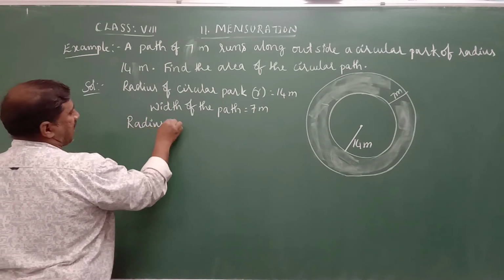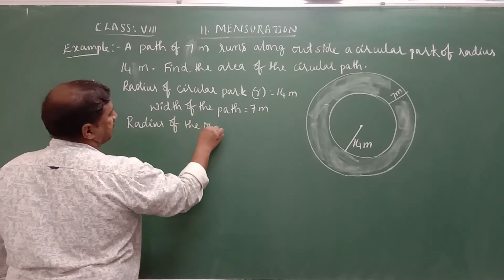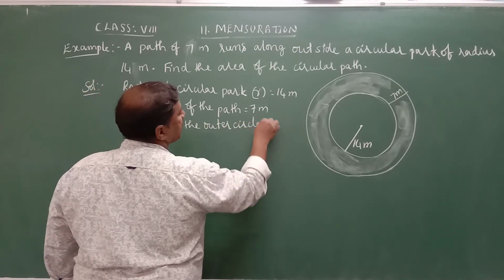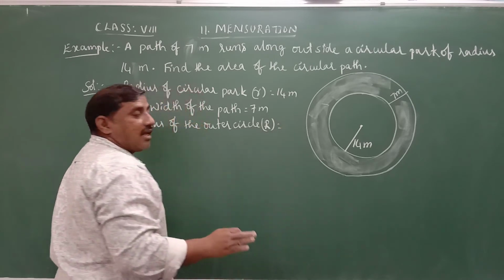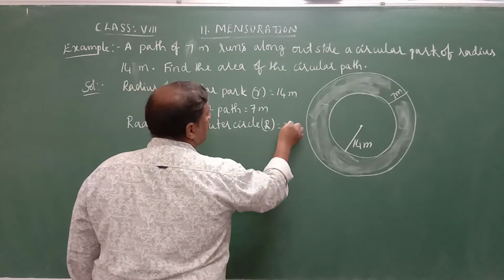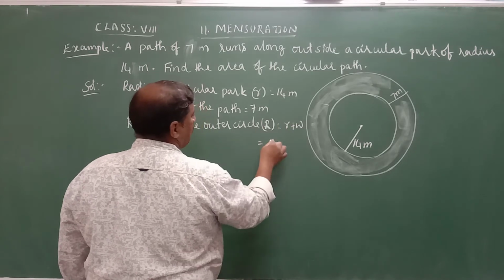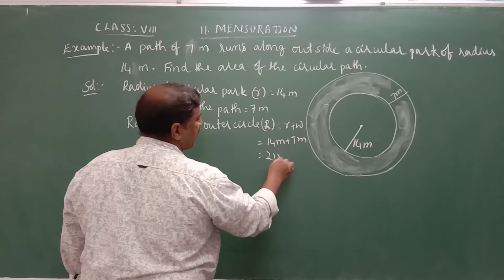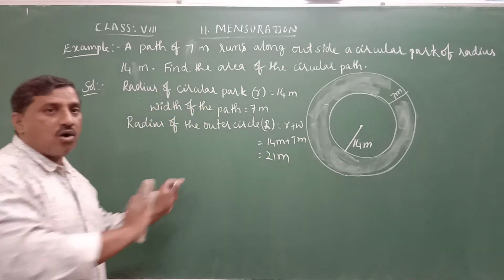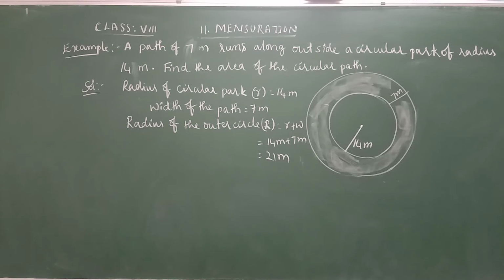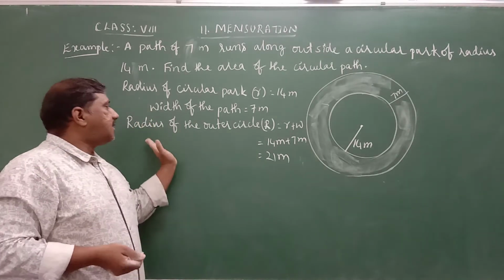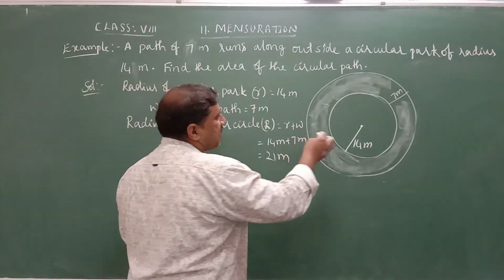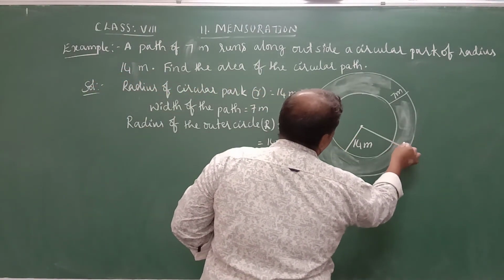Now the radius of the outer circle will become what? Radius of the outer circle, that is capital R, is equal to inner circle radius plus width, that is r plus w, which is equal to 14 meters plus 7 meters. 14 plus 7, 21. 21 meters is the outer circle radius.